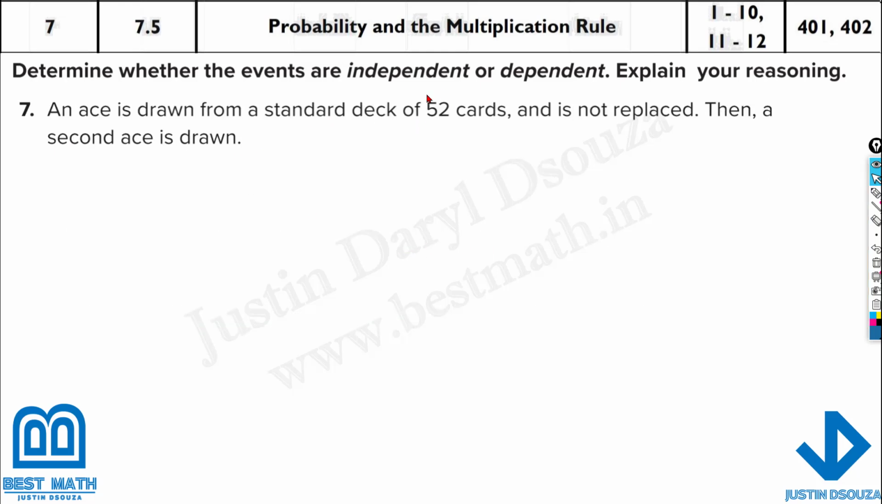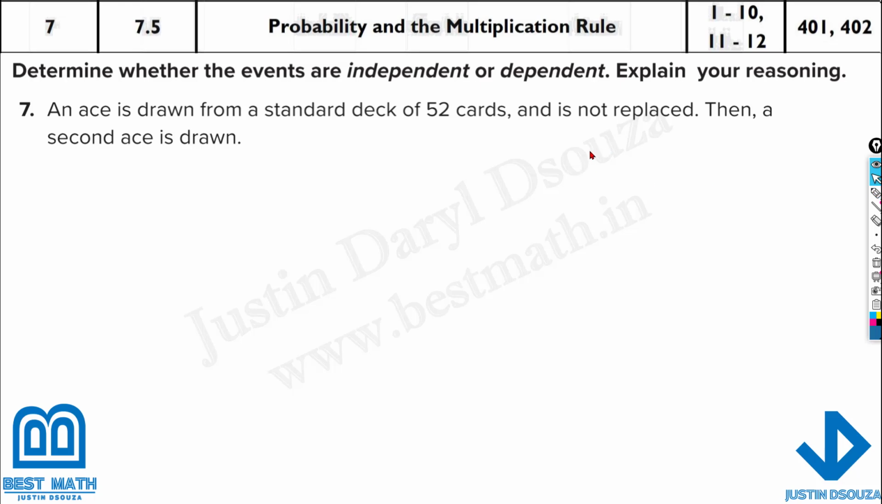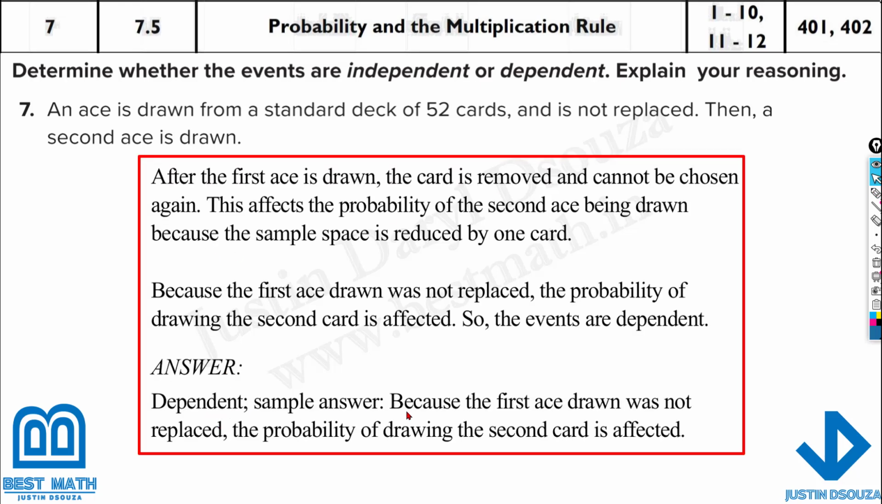An ace is drawn from a standard deck of 52 cards and not replaced, and then another ace is drawn. These are dependent. Why? Because what's the probability of the first one? Ace, there are 4 aces out of 52 cards. Next time, if it's not replaced, it's going to be 3 out of 51. See, the probability changes. Whereas if this was replaced, then it's going to be 4 by 52 multiplied by 4 by 52. Look, it doesn't impact the probability of each other. But in this case, when it's not replaced, it impacts, therefore they are dependent. The answer is dependent. Okay, that's the explanation.